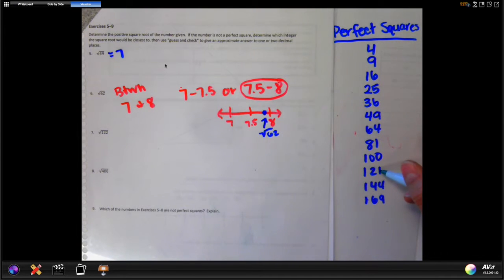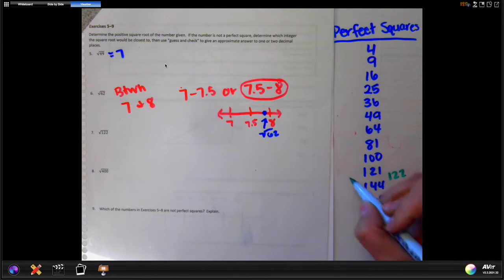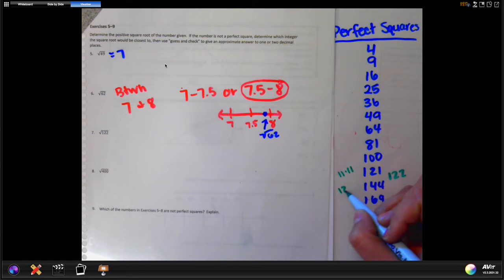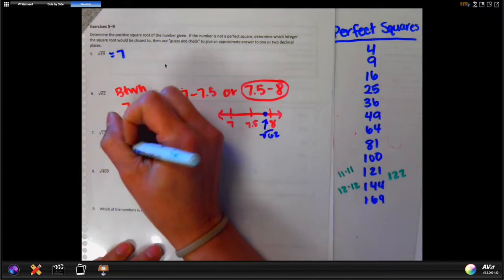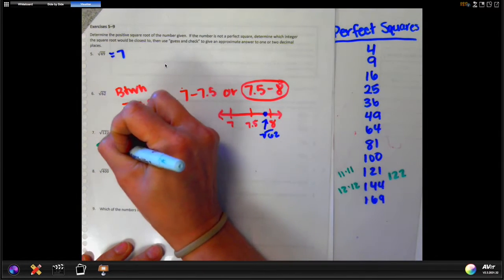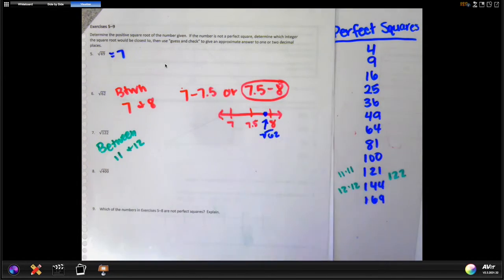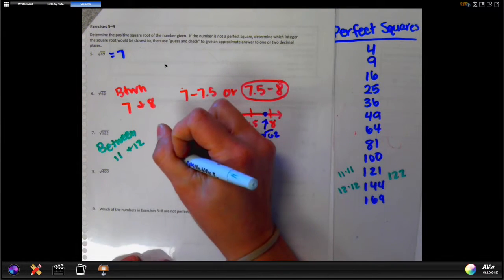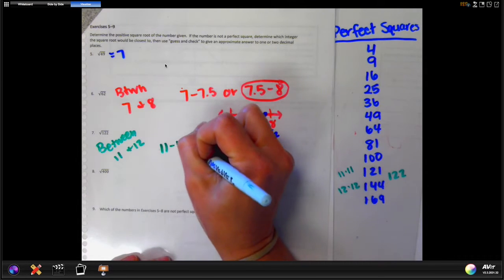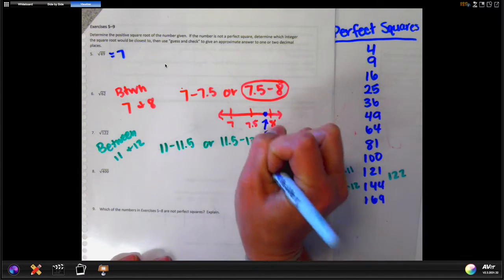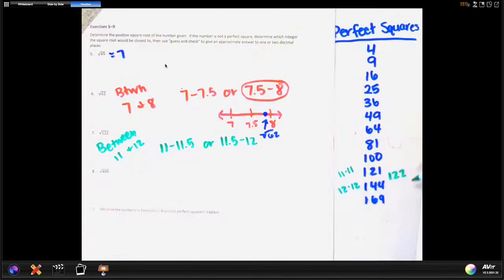122, here's 121. So 122 is going to fall between these two. Well, how do you get 121? 11 times 11. And 144 is 12 times 12. So we know this answer is going to be between 11 and 12, somewhere. But again, we want to narrow it down even further. Is it going to be between 11 and 11.5, or is it going to be between 11.5 and 12? That's the question.